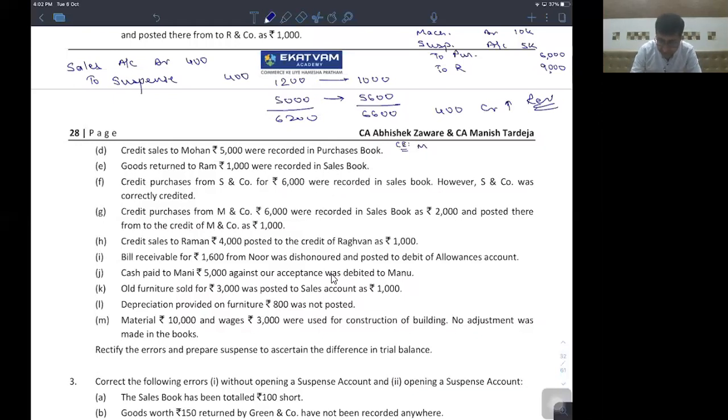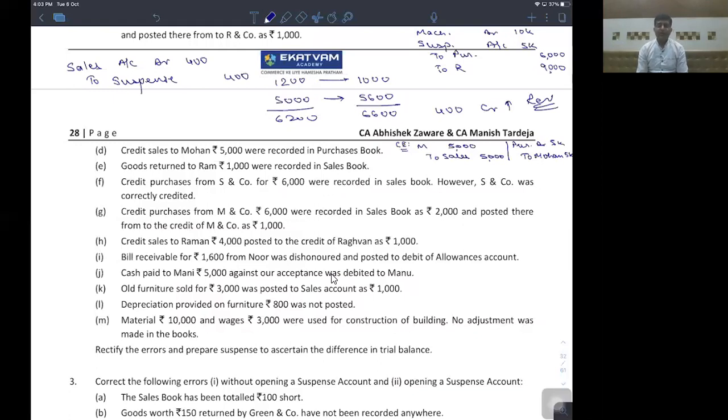Mohan debit 5,000 to sales 5,000. ये एंट्री करना चाहिए था. Wrong entry is purchase debit 5,000 to Mohan 5,000, and therefore my rectifying entry will be what?